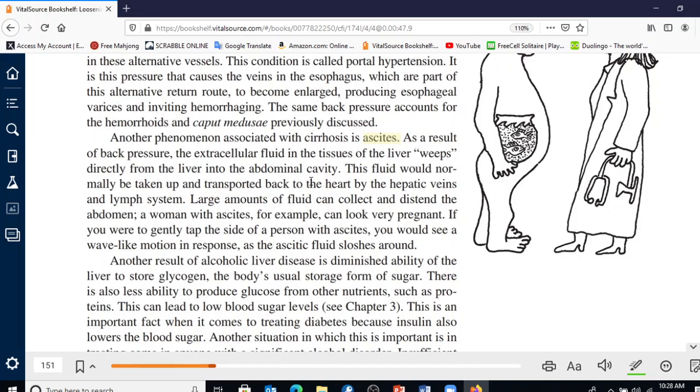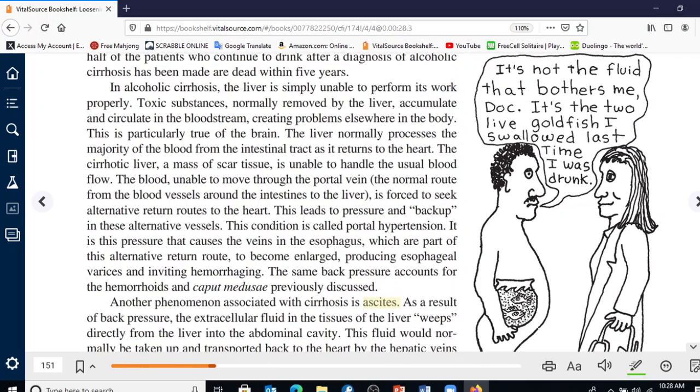People who have ascites, their skin doesn't pop back the way it's supposed to. If you were to give them a little poke, like the old Pillsbury Doughboy when he giggles on that commercial, the skin doesn't pop back properly, and they slosh when they walk or move around. Like the guy with the goldfish there in his gut.